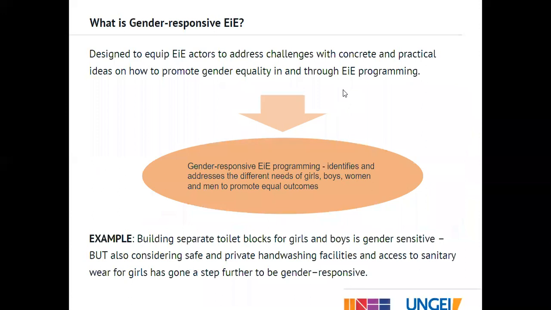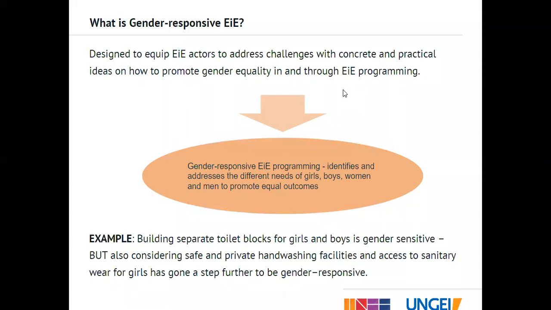Just before we go into the case studies, I just want us to reflect a little on what gender-responsive education and emergency programming looks like. It must be designed to equip education and emergency actors to address challenges with concrete and practical ideas on how to promote gender equality in and through education and emergency programming. So gender-responsive EiE programming identifies and addresses the different needs of both girls and boys and women and men to promote equal outcomes. So that's the end goal, the equal outcomes.